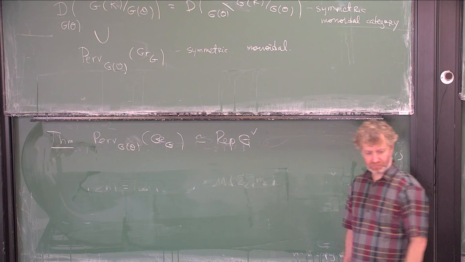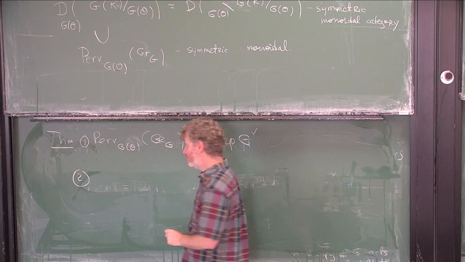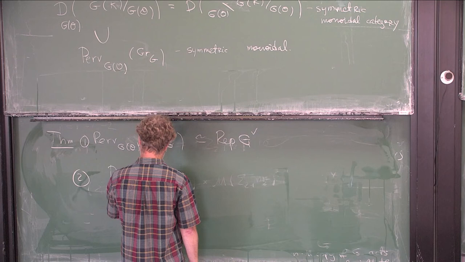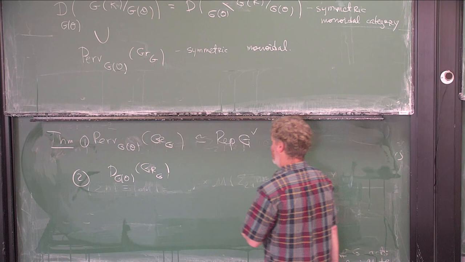Slightly less easy is how to describe the derived category. And here again, there are slightly different variants of what you can mean by derived category. So for one of them, what I'm saying will be true. So this is the following thing.